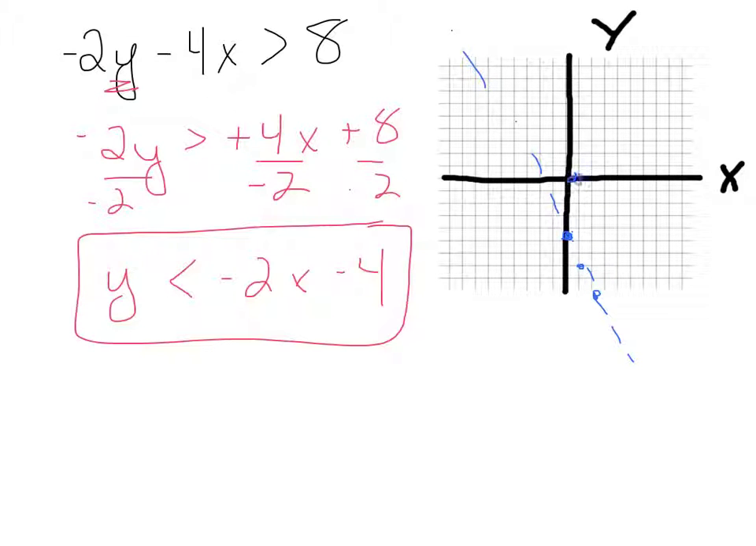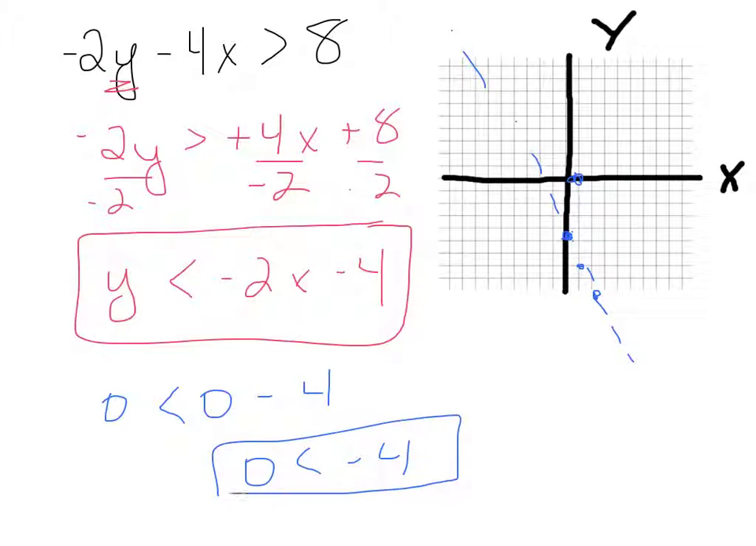Now again, I'm going to check the point 0, 0. 0 is less than 0 minus 4. 0 is less than -4. That's what I end up with. That is a false statement.